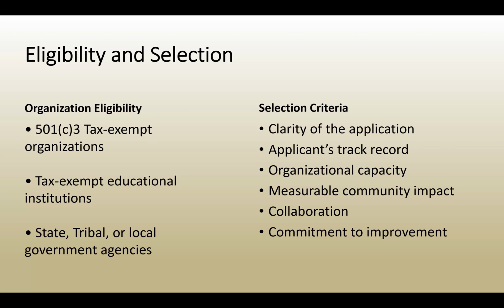On the right-hand column on the slide, you'll see selection criteria. So clarity of the application, track record of the applicant with us, organizational capacity, measurable community impact. That means we are looking for anticipated numbers and stories of impact that will help us understand how you think that the proposed project will impact our community and address a critical need. We'd love to hear about your collaborations, either with existing partners or with those that you might collaborate with in order to get the job done in the proposed project. And we sure do love to see a commitment to improvement. We ourselves fail forward and make mistakes, and we are committed to learning from those things and doing better and more with what we've learned.